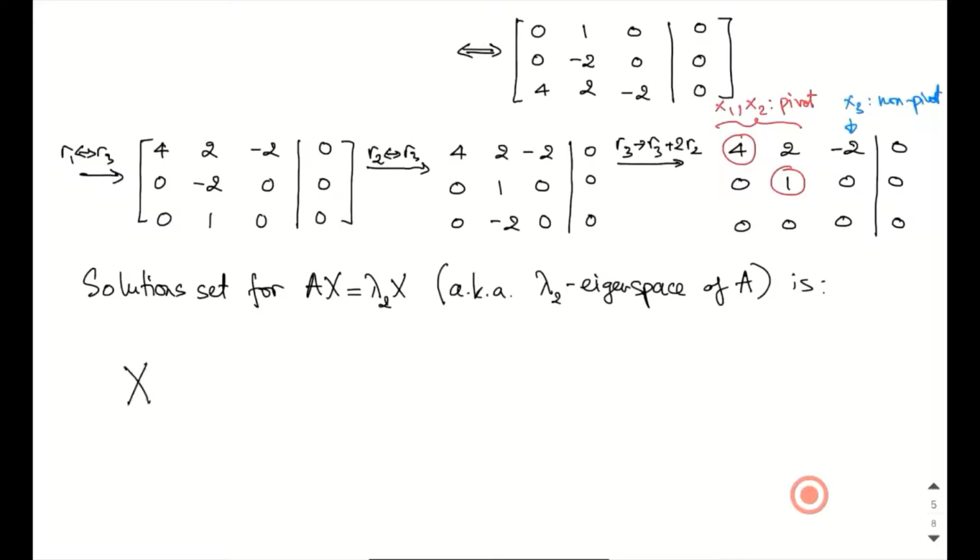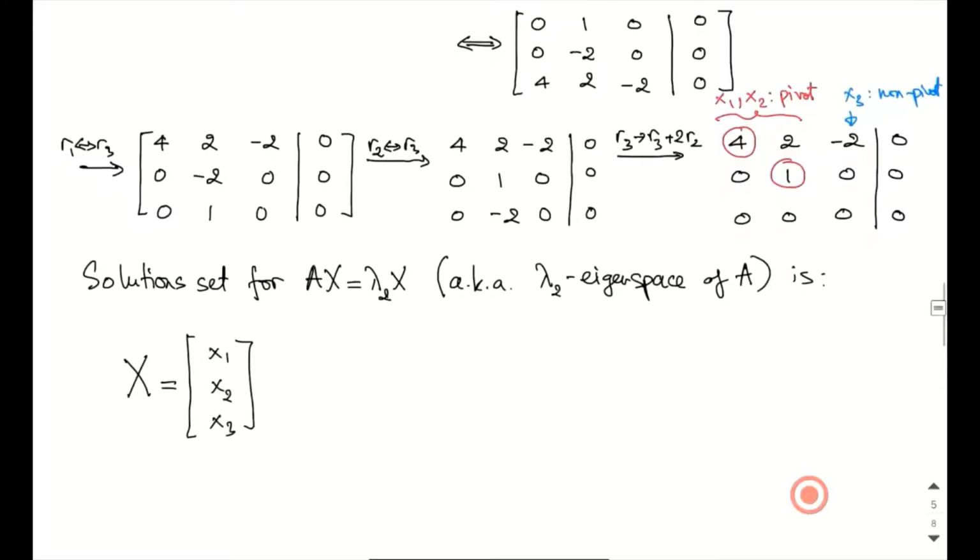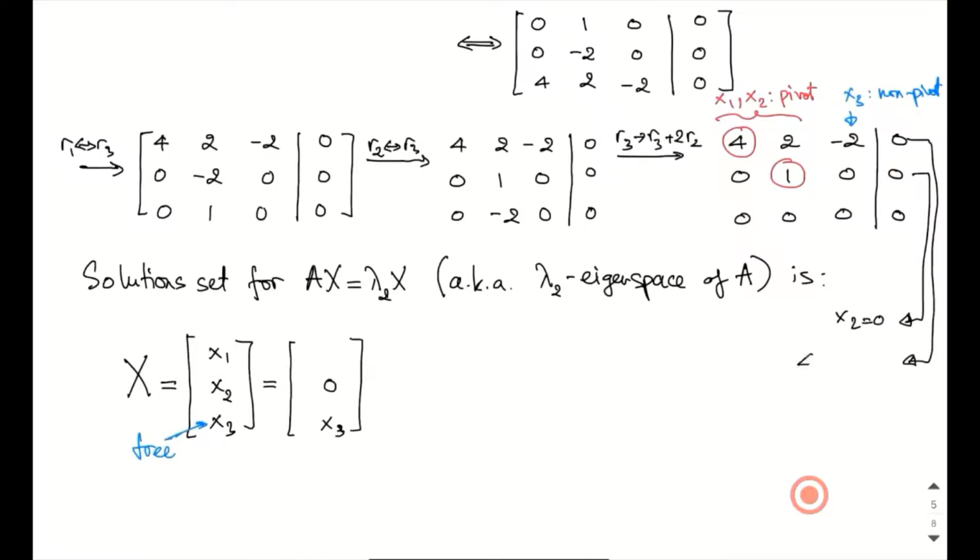the collection of all x, with 3 entries, x1, x2, and x3, where we know that x3 can be said to be free because that's non-pivot. x2 has to be 0. Well, this equation means that x1 plus 2 times x2, which is 0, minus 2x3 is 0, and it implies that x1 is equal to 1/2 x3. So we can write 1/2 x3 here.